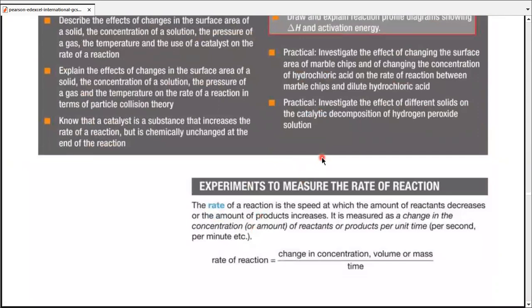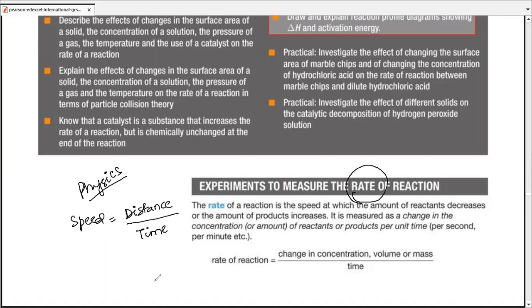To begin with, we design experiments to measure the rate or speed of reaction. Now, when I use the word speed, it usually relates to a physics topic. I hope you remember in physics, when we discuss speed, we are discussing the distance covered by a specific object or vehicle over a specific amount of time. So we sometimes define speed as a rate of traveling or rate of covering distance per unit time. So we do use the word rate in physics as well.